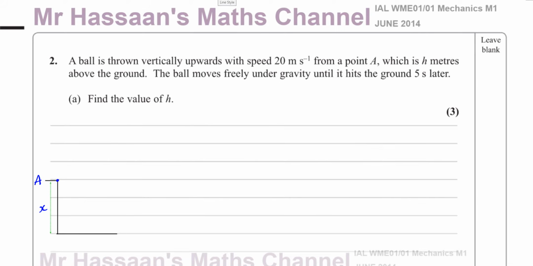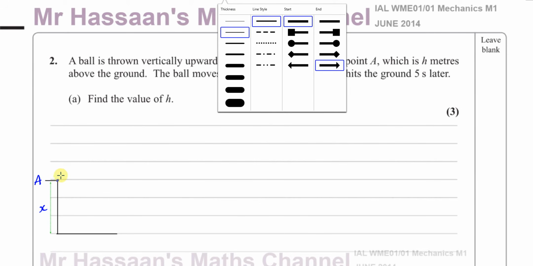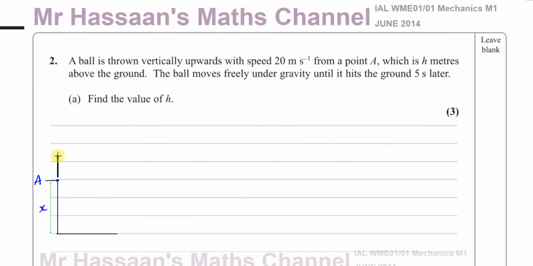Now, that ball is projected vertically upwards. It's moving freely under gravity. So it's going to come to a stage where it comes to instantaneous rest, and then it falls back down to the ground, and it hits the ground 5 seconds later. So I'm going to call the point B the level of the ground. That's going to be 5 seconds after it was thrown. And at the point A, the initial speed with which it's thrown is 20 meters per second upwards.